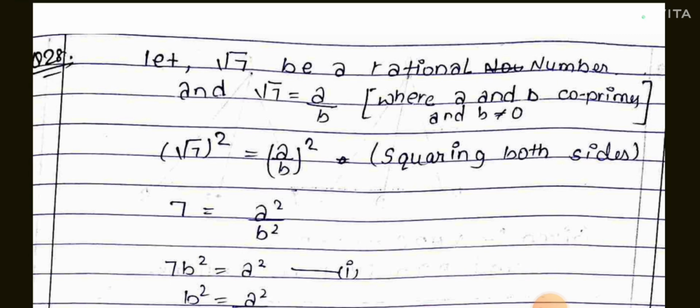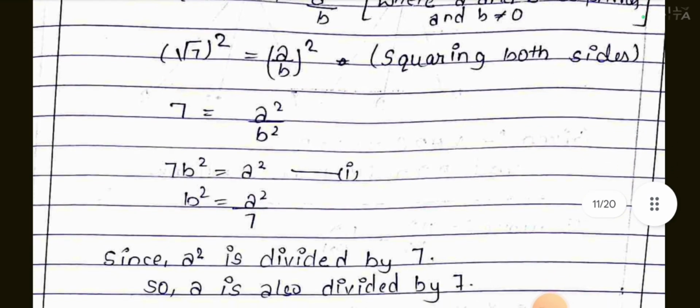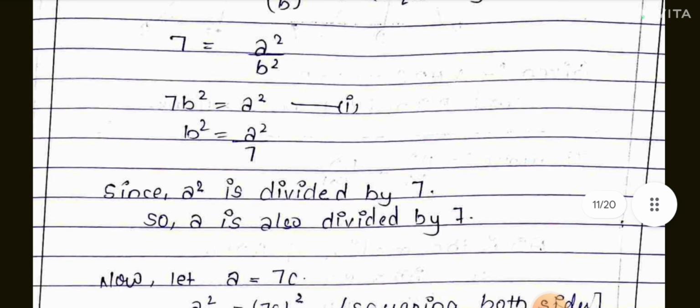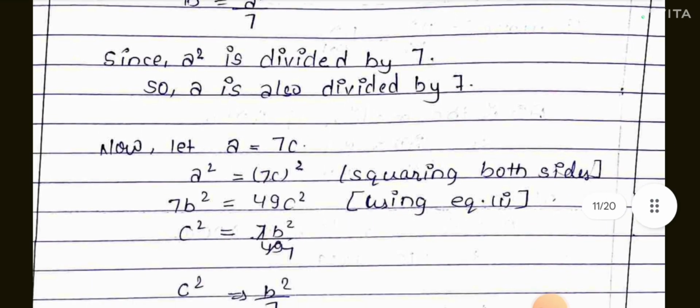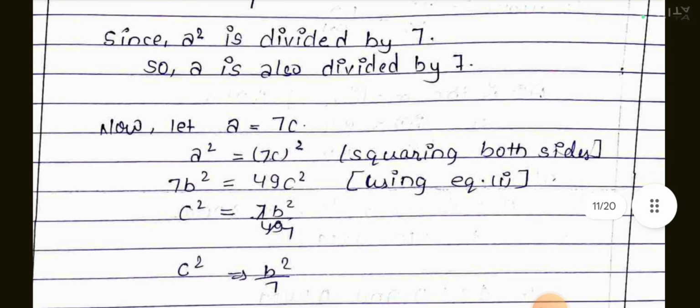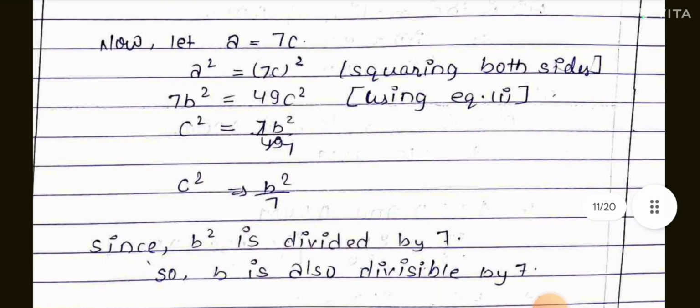If we square both sides, root 7 squared is 7, and a by b squared is a square by b square. If I send 7 to the RHS and b square to the LHS, it will be b square equal to a square by 7. It means a square is divisible by 7, so a is also divisible by 7. Similarly, we can take a equal to 7c. So here we can say that b square is divisible by 7, so b is also divisible by 7.